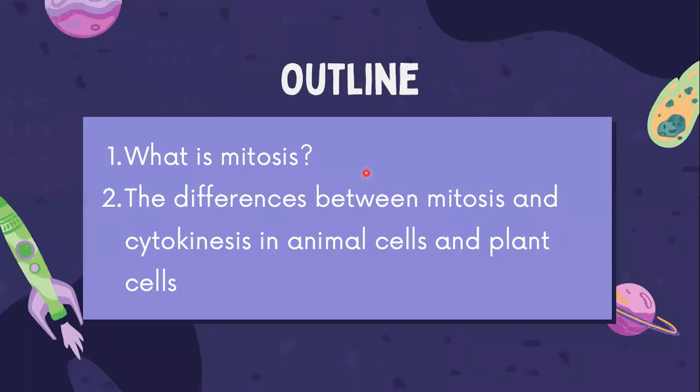So first, let's talk about the outline of this video. At first, we are going to talk about what is mitosis. And next, we're going to talk about what are the differences between mitosis and also cytokinesis in animal cells and also plant cells. Do you still remember what is cytokinesis? Cytokinesis happens after mitosis, which is after the cell division. Cytokinesis is the division of the cytoplasm, and mitosis involves the division of the nucleus.